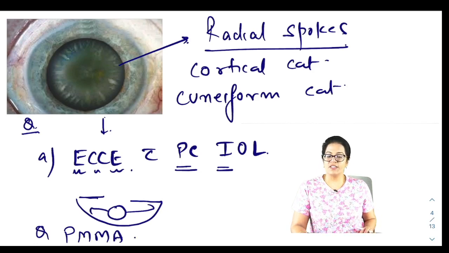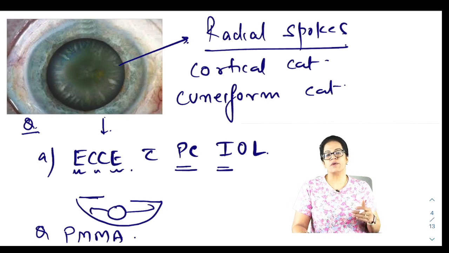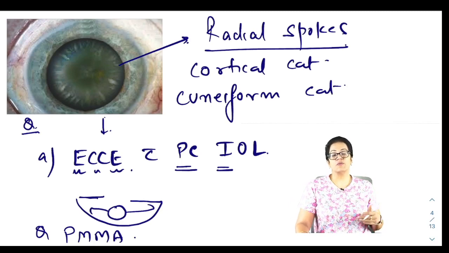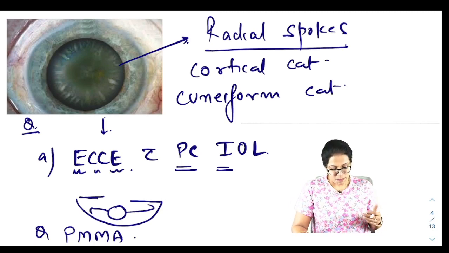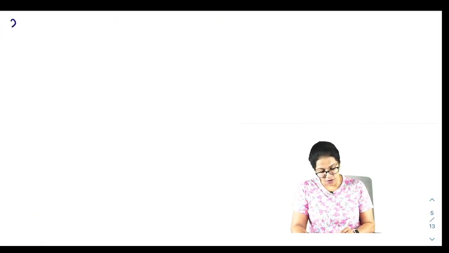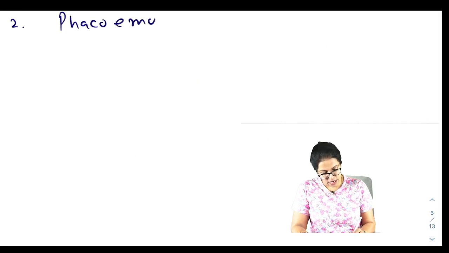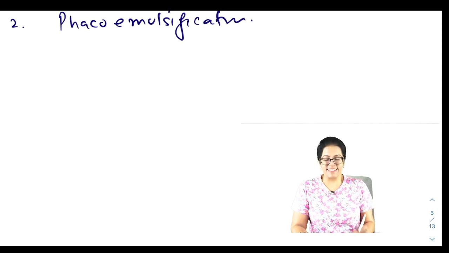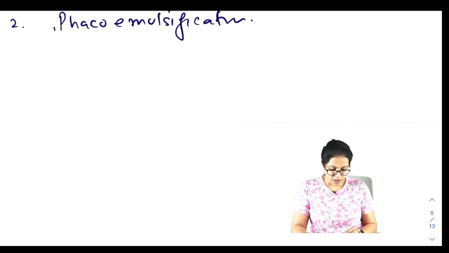What are the other surgeries? I don't think this was actually in the options, ECCE with PCIOL, and you had to mark it among the four. This was one of the best options among the four. But yes, of course, if you ask me nowadays, what I will do, I will either opt for phacoemulsification or I can go for femtolaser cataract surgery. Isn't it?